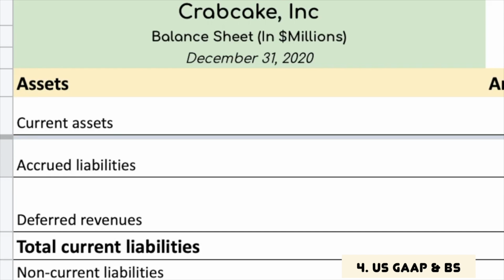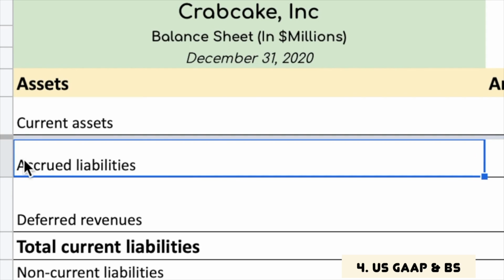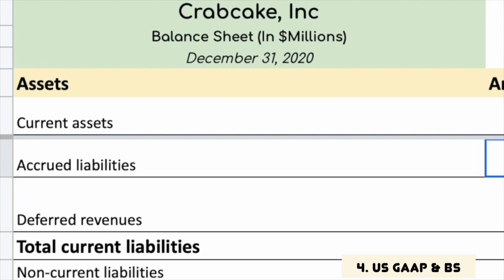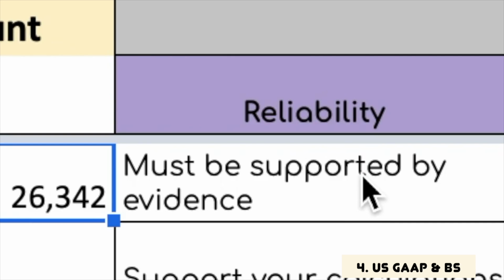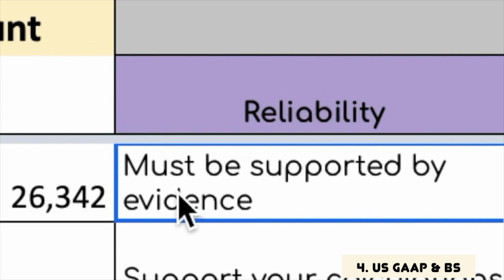The next item is accrued liabilities, and these are all the liabilities that we think are probable and we can estimate the amounts, and so we would accrue them. And so here the amount is $26 million. The reliability is that we must be able to support it by evidence. And so if I ask you what this balance is made out of, 26 million, you should be able to support it with documentation or emails or things that can support that these liabilities are probable and that you can estimate the value so you can record it here.